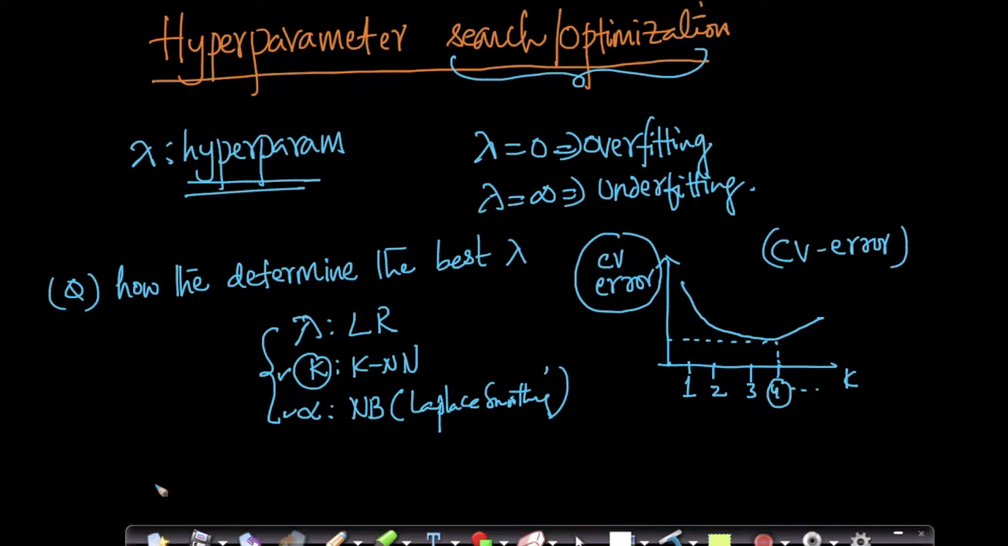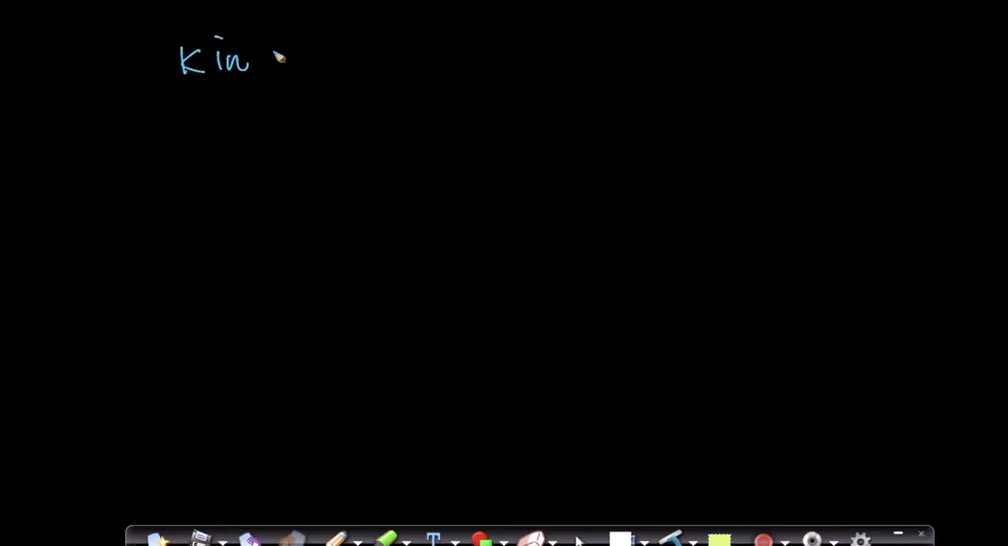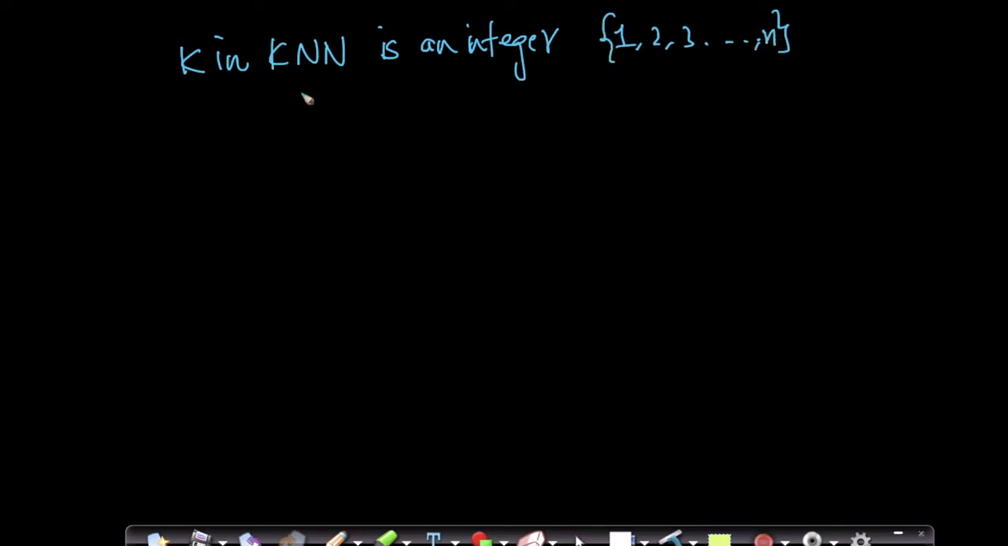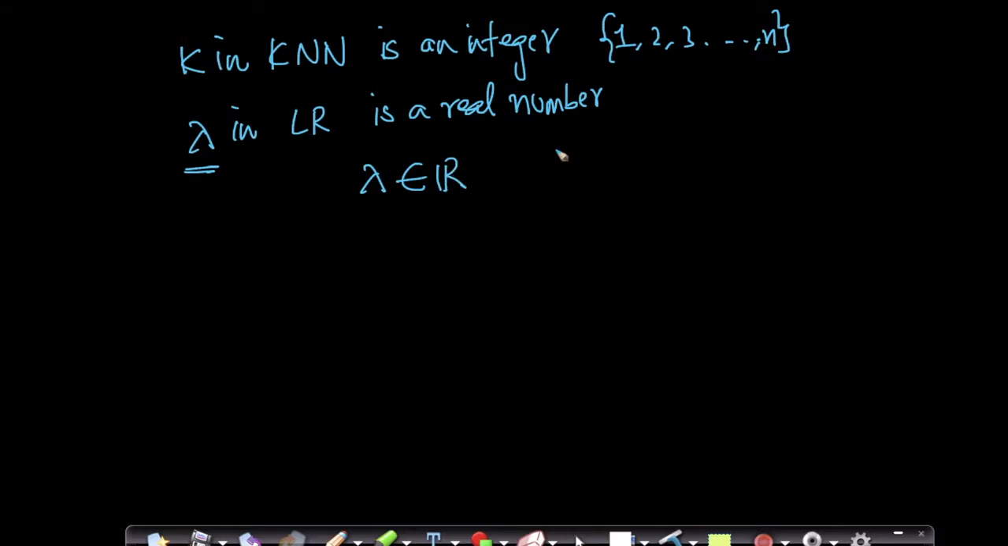Now there is one problem with logistic regression. K in k-nearest neighbor is an integer. It can take values like 1, 2, 3, etc., up to n. But lambda in logistic regression is a real number. So the number of possible values of lambda is infinite, because lambda belongs to the real values. Lambda can take values like 0.1234. Lambda can take values like 0.2386. There are infinitely many values that lambda can take.